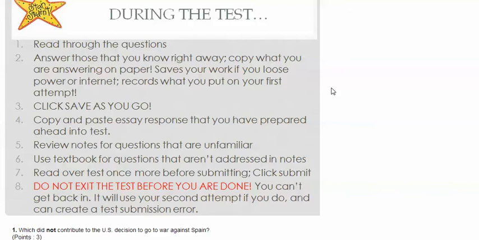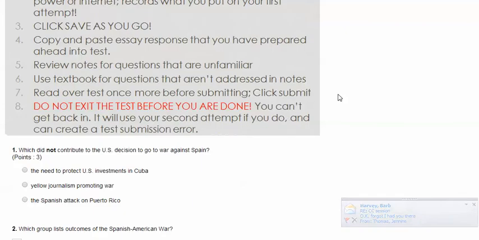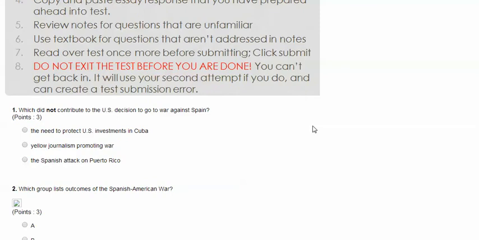Copy and paste essay responses that you have prepared ahead into the test, and review notes for questions that are unfamiliar. Use your textbook for questions that aren't addressed in the notes, and read over the test once more before submitting. Make sure that you click Submit. You're going to click Save as you go through the test, but click Submit at the end. If you do not do these steps, you may create a test error.